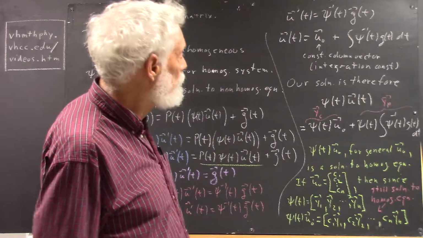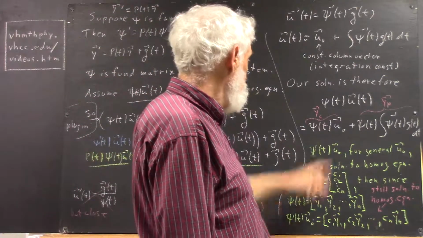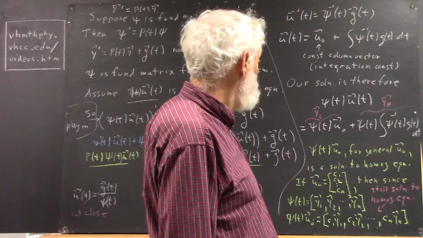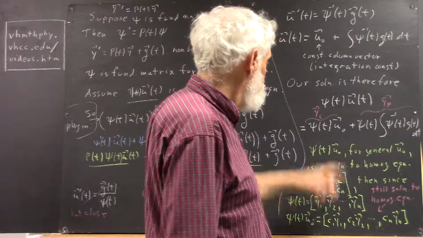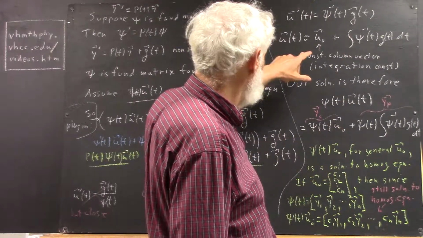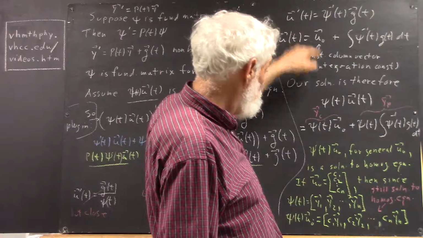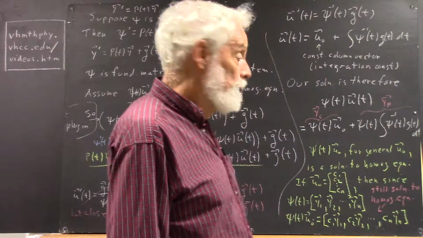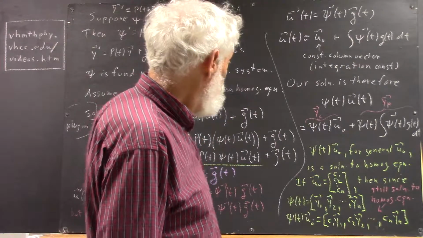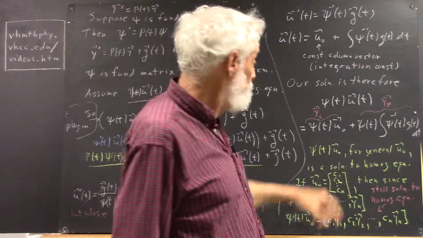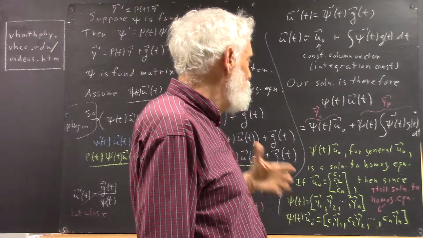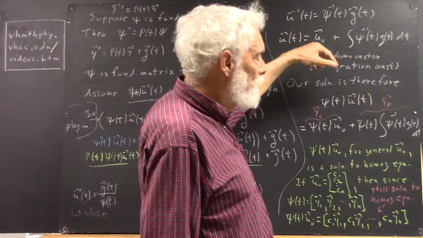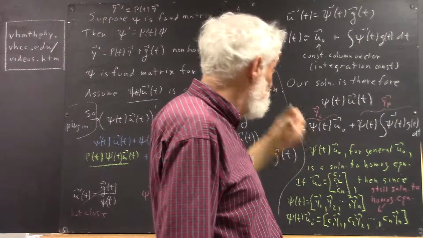So what's our solution? The solution we get then is psi of t times u of t, where u of t is this. So psi of t times u of t is psi of t times u naught plus psi of t times this integral. The psi of t times u naught is just a constant column vector. It's a vector consisting of just a bunch of numbers.